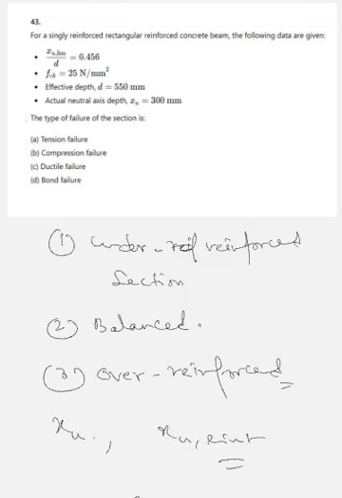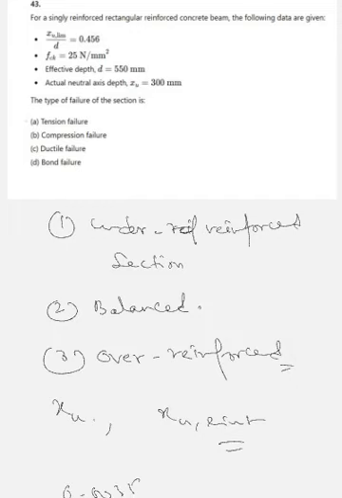Now let's summarize this conceptually. Step number 1. Calculate limiting neutral axis depth. Step number 2. Compare with the actual neutral axis depth. Step 3. Decide the type of reinforcement. And step number 4. Identify the type of failure. Okay. So whenever you see a question about the type of failure in RCC, never start with the stress block formulas. Immediately check whether XU is less than, equal to, or greater than XU limit. That comparison alone gives the answer. And this is the total solution for this question.